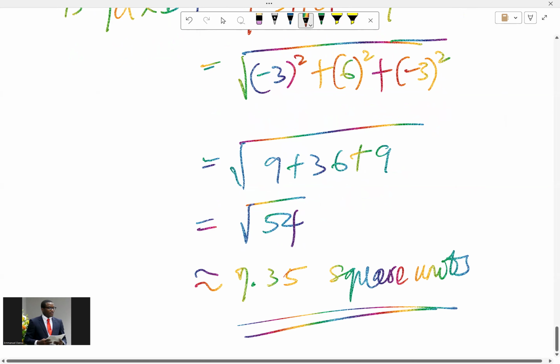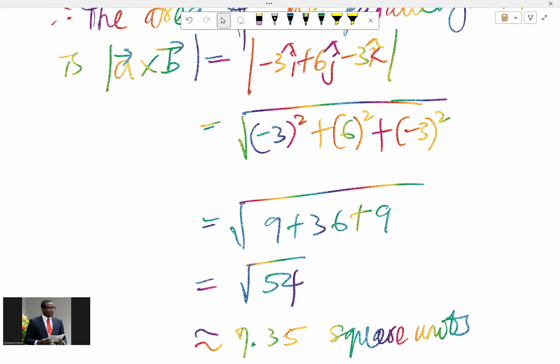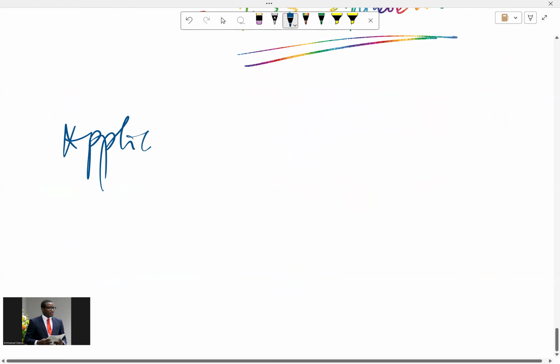So that brings us to the end of the application of vectors to geometry. Now let's talk about physics, which is the second part of this: applications of vectors in physics. We consider 3 parts here, so we're going to see 3 applications in physics.